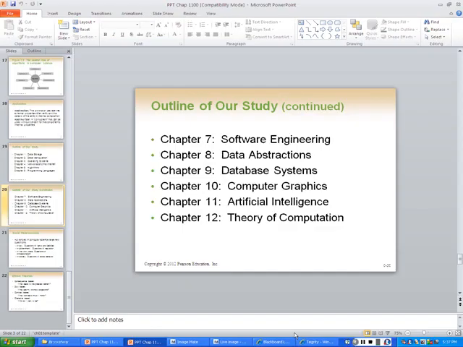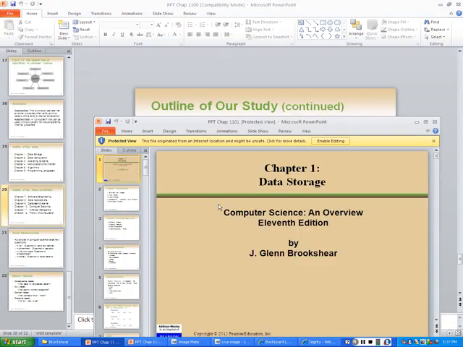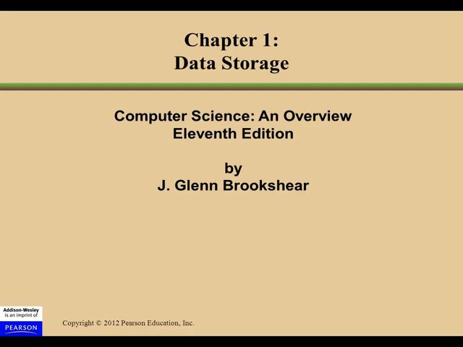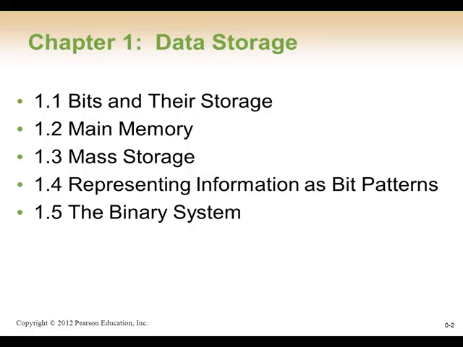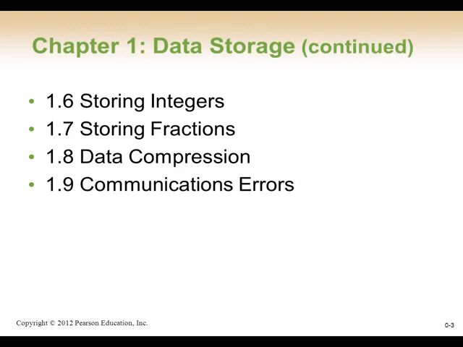So we're going to start chapter 1. We will talk about bits and storage, main memory, mass storage, and how we're going to represent information in bits and the binary system. Remember, the computer only understands zeros and ones. So anything that we want to communicate with the computer has to be turned into zeros and ones. We're going to talk about storing integers, fractions, data compression, and communications errors.